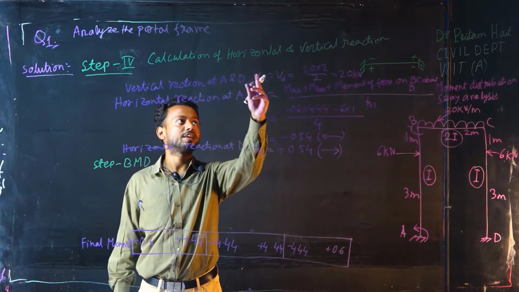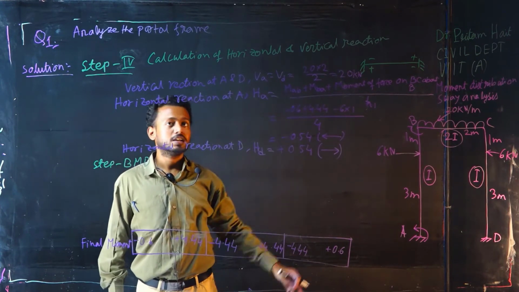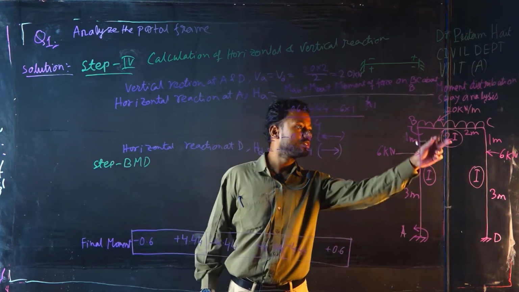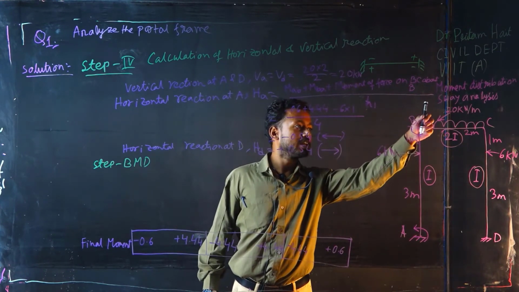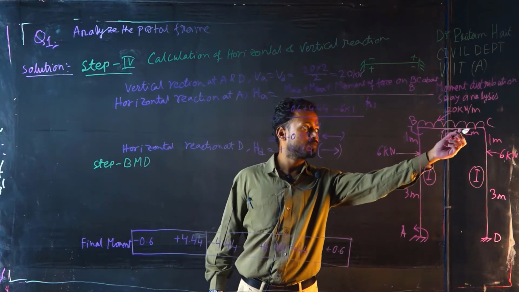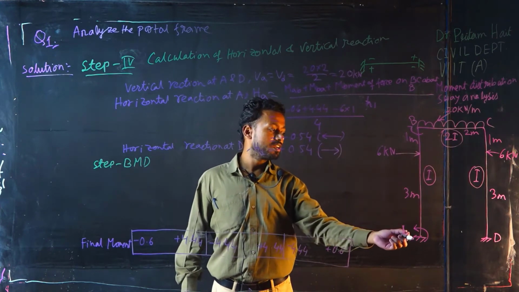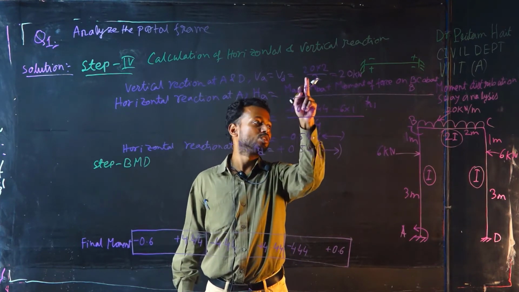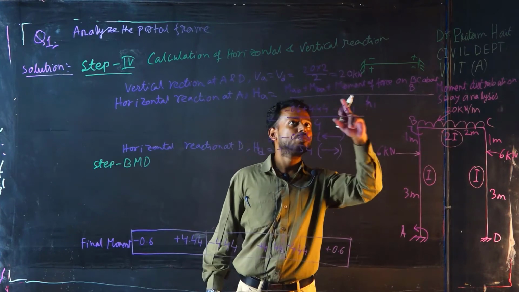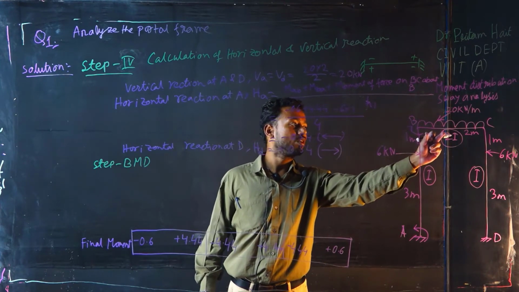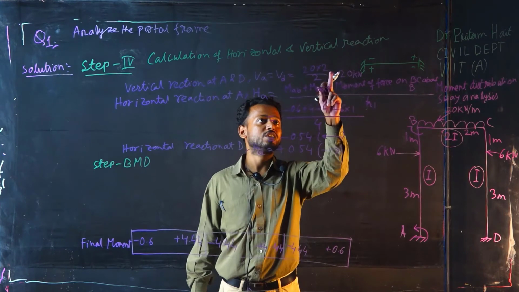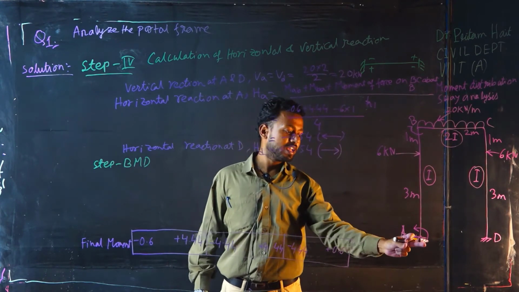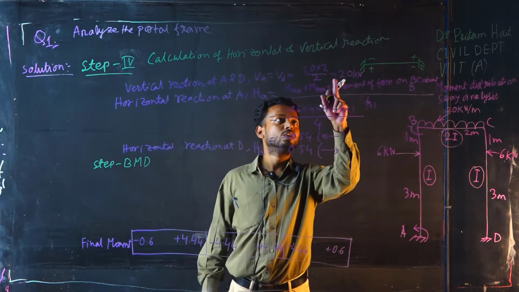Here we will calculate the horizontal reaction and vertical reaction. Okay, so the vertical reaction at A and D will be equal because this load is vertically acting and the load is symmetric throughout the span BC. So the vertical reaction will be the total load divided by 2. So the total load is 20 into 2. UDL is 20, it is acting throughout the span over 2 meters. So 20 into 2 divided by 2. Each reaction at support A and D will be 20 kilonewton.